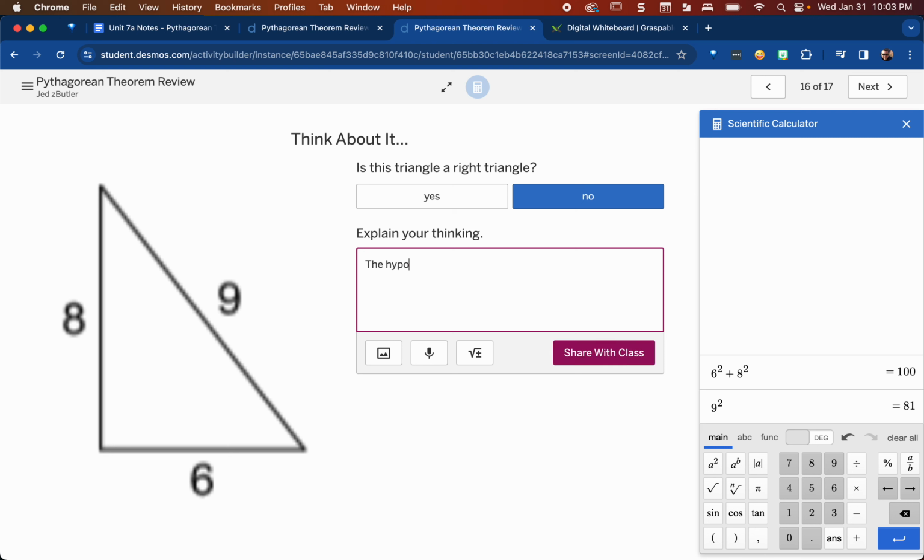The hypotenuse would have been square root of 100 for it to be a right triangle. Instead, it's square root of 81, which is too small.